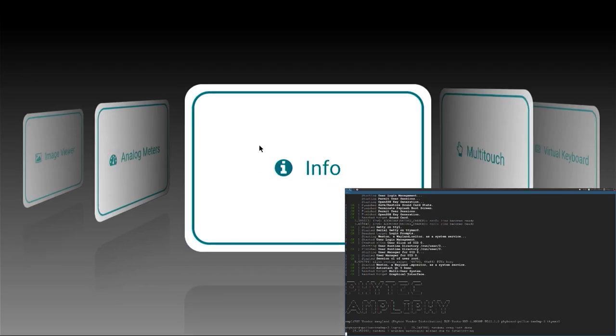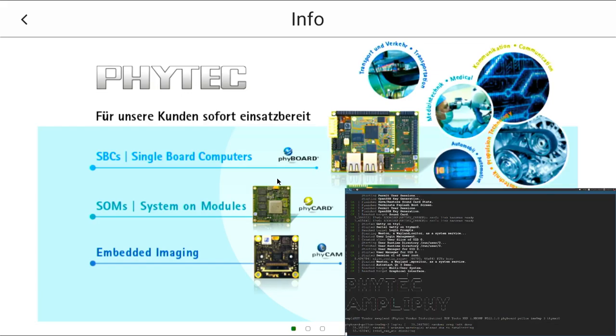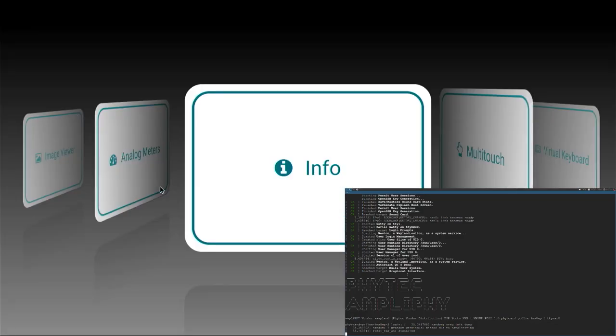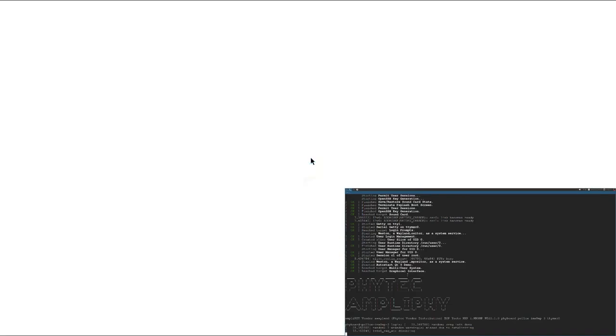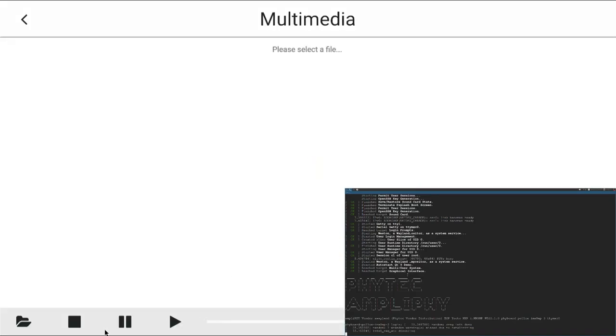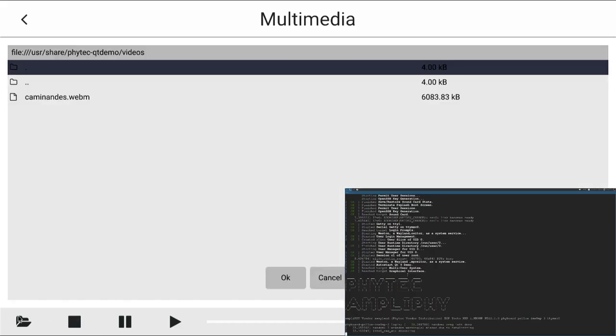So if I click here on the info section, yeah, I get an info from PHYTEC. Quite nice. So let's go back here and let's see what else we have. We have an analog meter, an image viewer. Multimedia is maybe interesting because if we click here, we can select a demo video and play it here on our board.